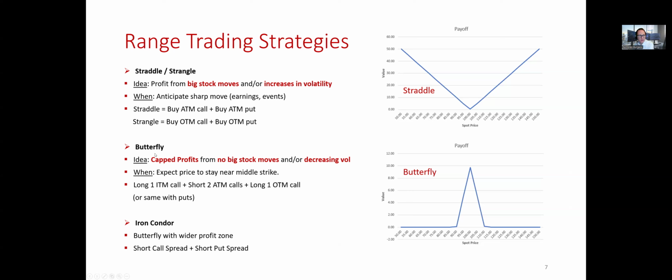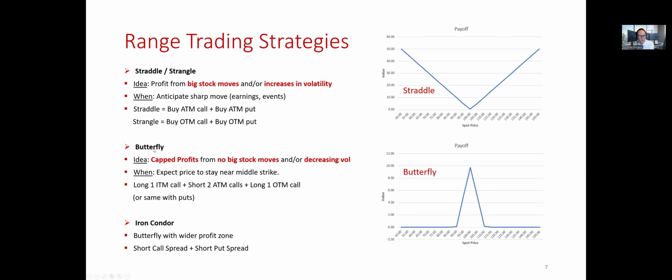Now, another strategy we have here is called the butterfly. The idea here is we cap profits when there's no big move in the stock, and when there's decreasing vol, and that's kind of the opposite of the straddle. It's also cheaper because we've capped our profits. We expect the price to stay near the middle, to hover around the spot levels. If volatility decreases, that's also very helpful. And those positions are formed by being long an in the money call, short two at the money calls, and long one out of the money call. And we can also do this with puts.